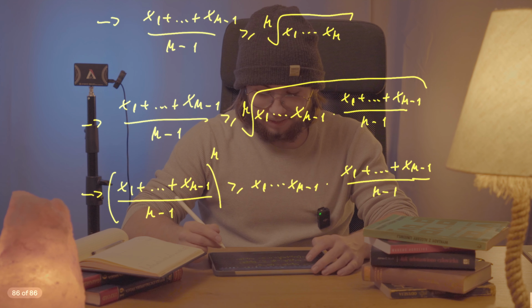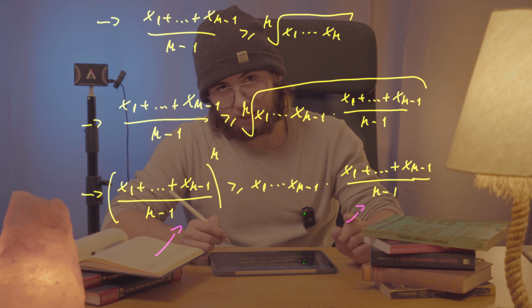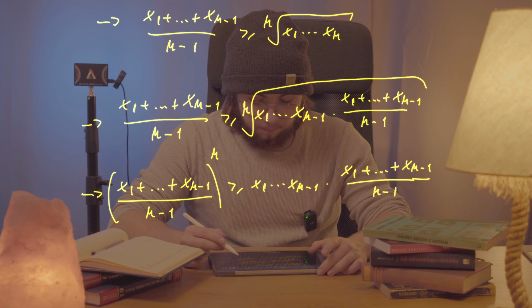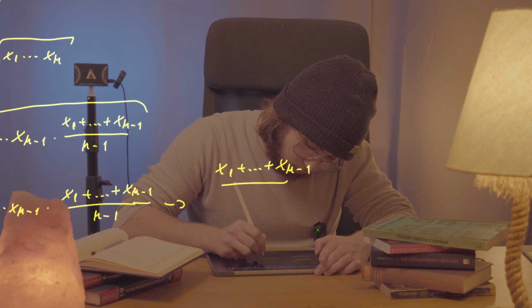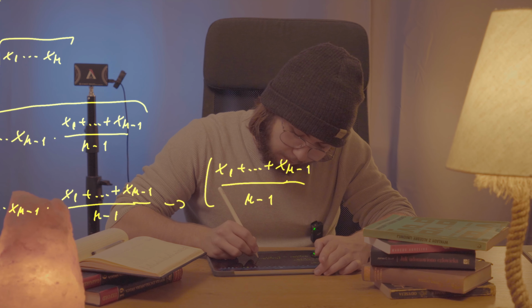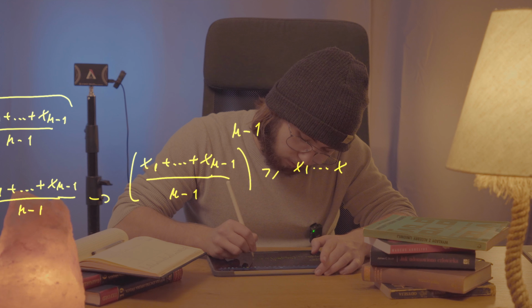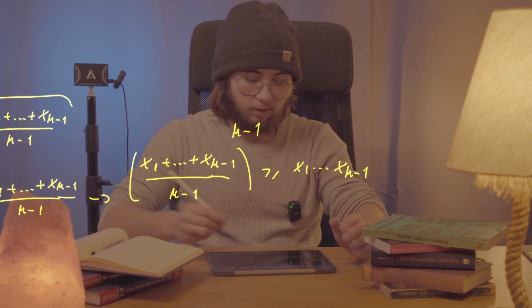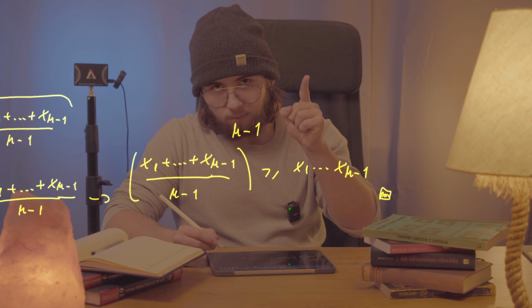The nice thing is that those two terms right here are equal to each other, so we can divide them out from both sides of this inequality, getting that the arithmetic mean of those k minus 1 numbers to the power of k minus 1 is greater than or equal to the product of those k minus 1 numbers. Now just take the (k minus 1)th root and you're done. And so this is the proof of AM-GM.